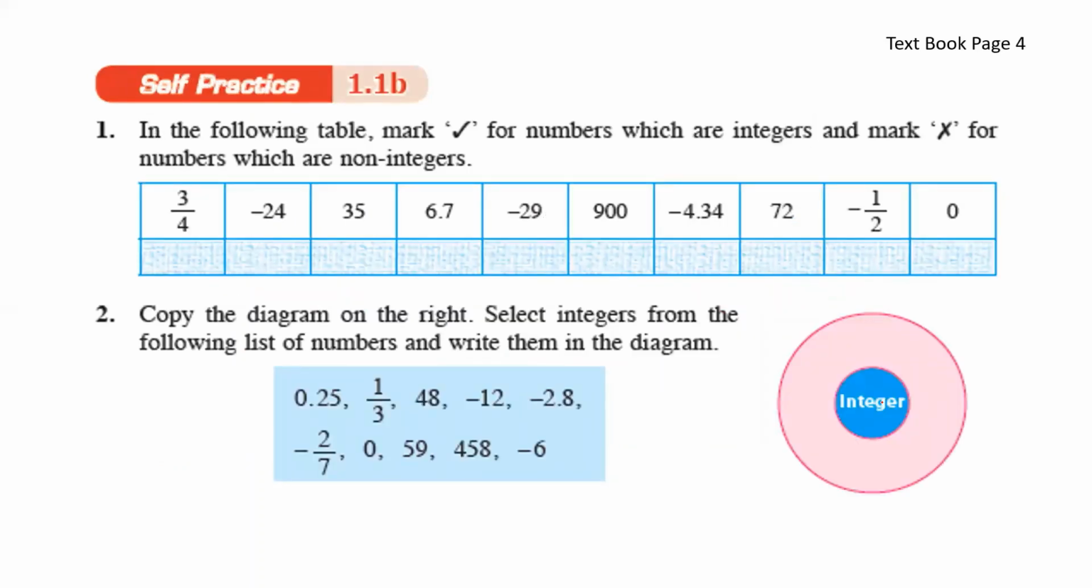As mentioned earlier, integers are whole numbers represented by positive or negative signs. Decimals and fractions are not whole numbers. Take a look at self-practice 1.1b. In the following table, mark tick for numbers which are integers and mark X for numbers which are non-integers. Since decimals and fractions are not whole numbers, they cannot be integers.